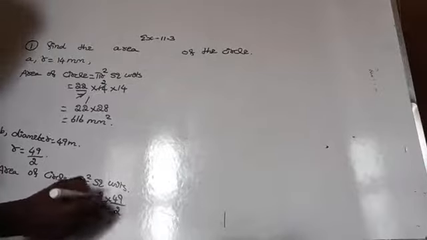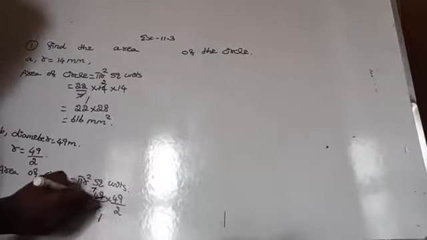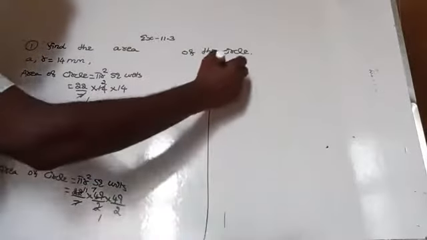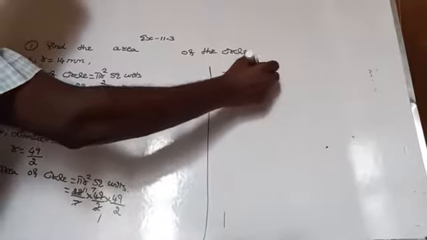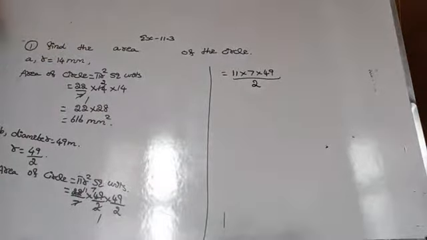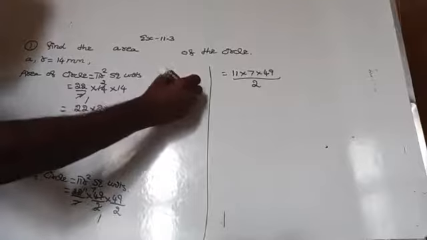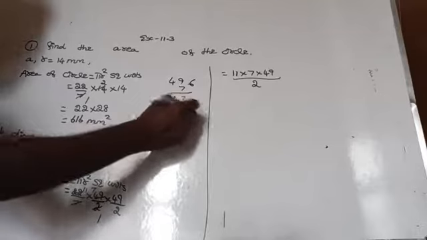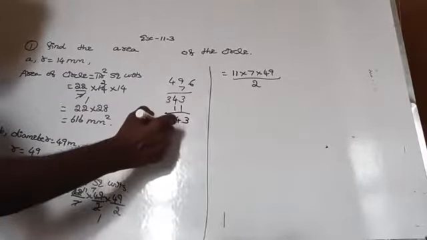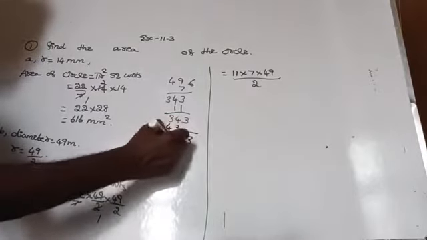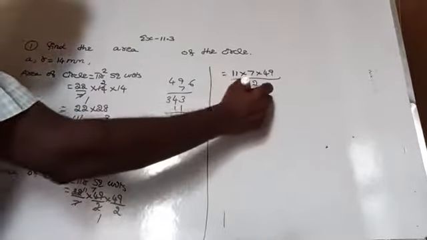That means 7 7s are 49. 11 2s are 22. That is 11 into 7 into 49 by 2. Am I right? 49 into 7, I think 343. 343 into 11 is 3773, which is equal to 3773 by 2.